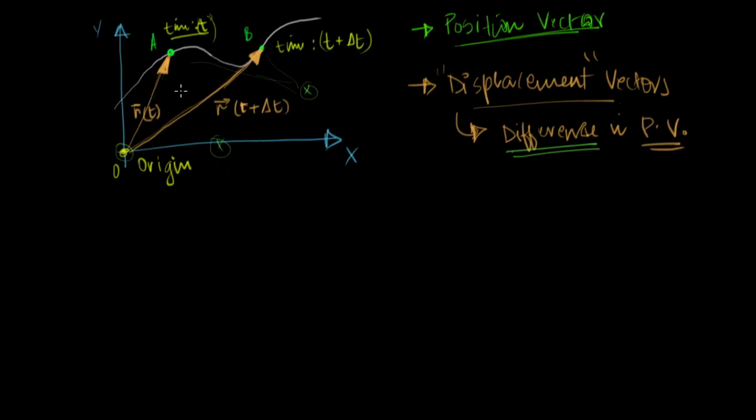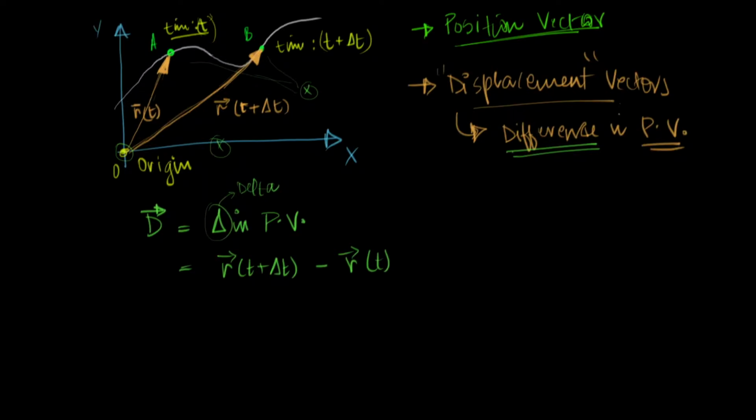Now, if you look at this diagram, if I define a displacement vector d as the difference in position vectors, with the sign for delta, which is very often used as a difference, the difference would be r of t plus delta t minus r of t. More often than not in physics, we define the difference as a final quantity minus an initial quantity. That's one very fundamental rule in physics. Even in the case of kinetic energy or potential energy, you often have the difference as final minus initial.